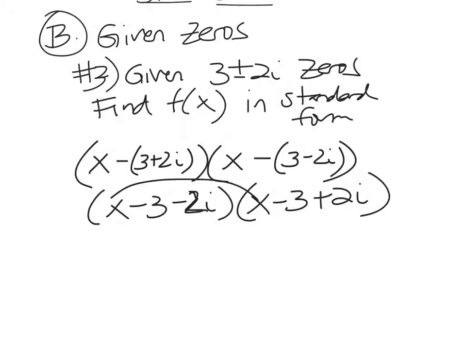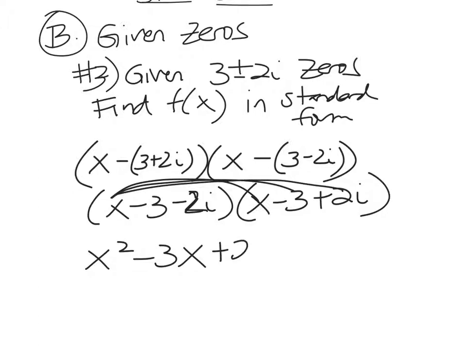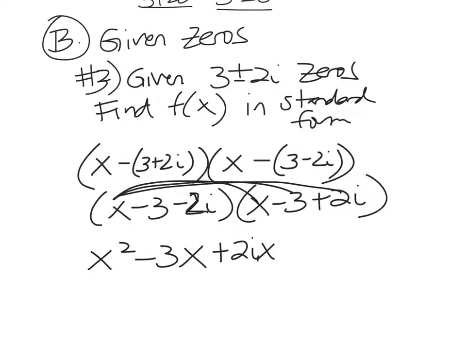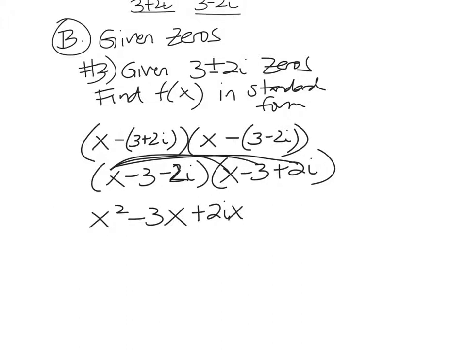All right, here we go. Super foil. X times x is x squared. X times negative 3 is negative 3x. And x times 2i is 2ix. That's just one. Now take the negative 3 and distribute it. Negative 3 times x is negative 3x. Negative 3 times negative 3 is positive 9. And negative 3 times 2i is negative 6i. Everyone okay? We're just distributing.